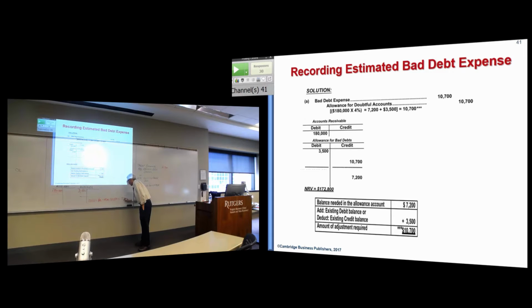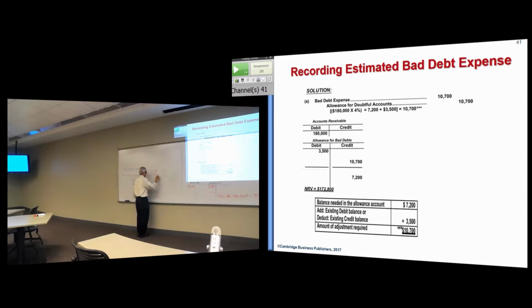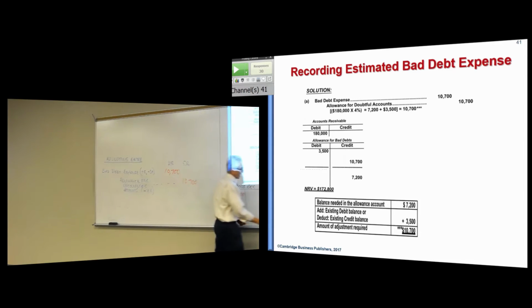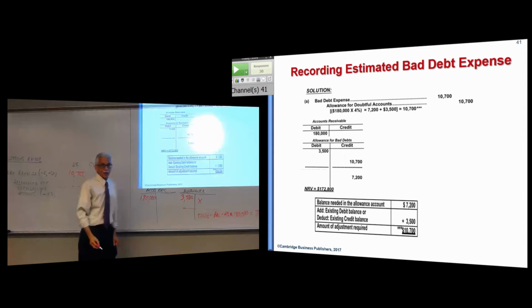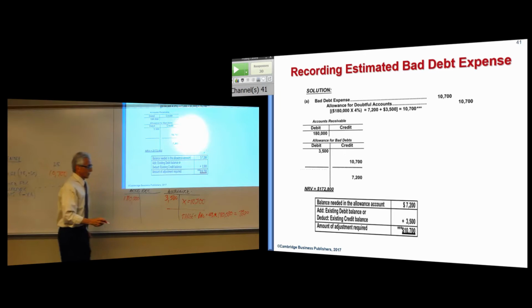Okay, so your target balance is 72. That's the balance you have to have in the allowance account. There's an existing debit balance of 35. So the adjustment I need is 10.7. So the journal entry is going to debit the bad debt expense for 10.7 and credit the allowance for 10.7. That becomes the adjustment I need in there to reach the target balance of 72.